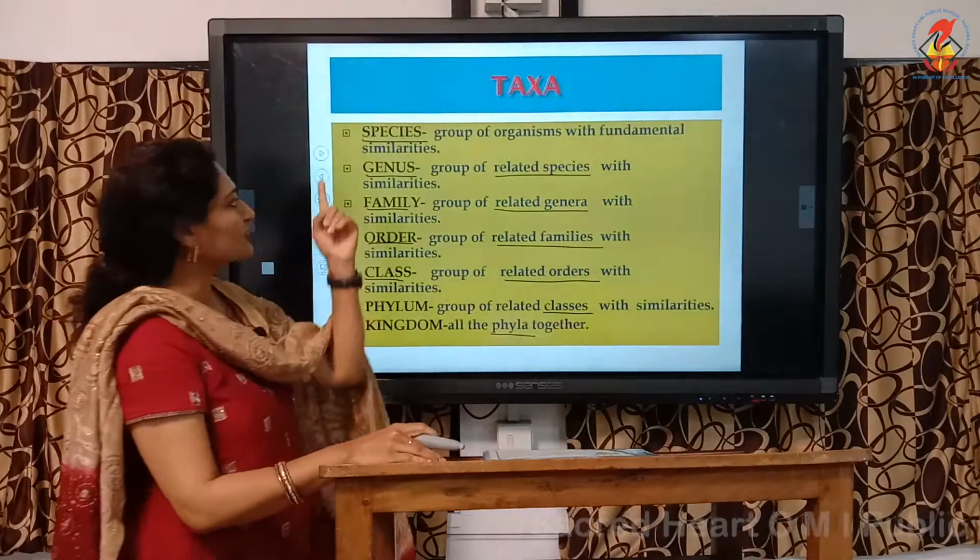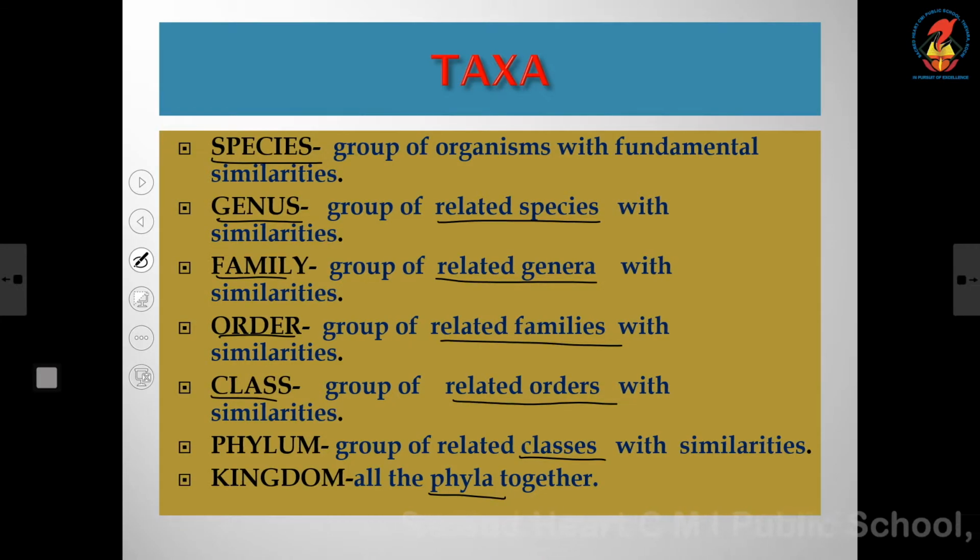So once again, what is species? A group of organisms which are fundamentally similar and can interbreed. Very important, can interbreed to produce fertile offspring is known as species. Then further it's easy. What is genus? A group of related species with similarities.